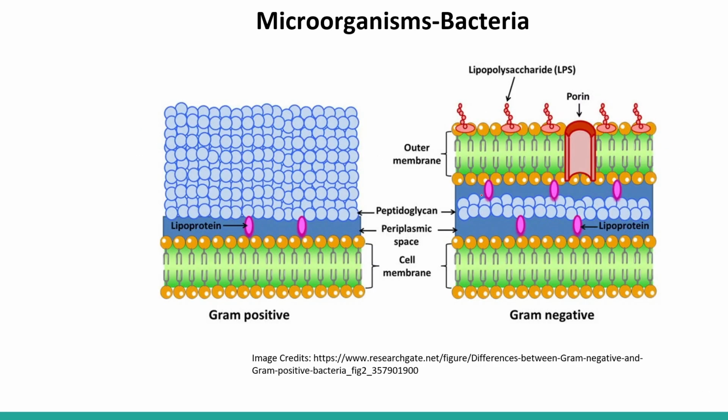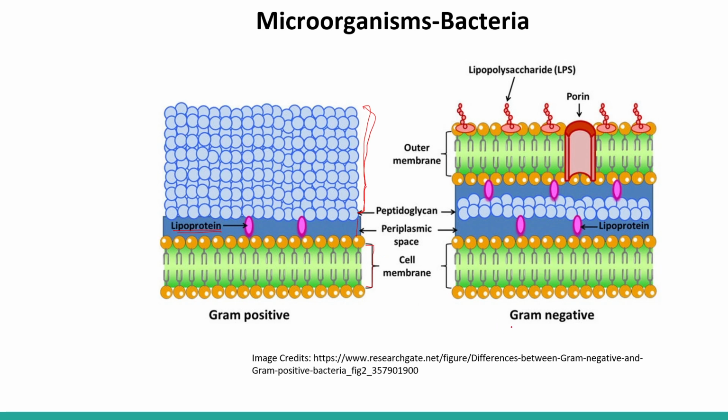So here we can see the gram-positive bacteria. This is the peptidoglycan layer. Okay. And it has the periplasmic space that has the lipoprotein. And this is the cell membrane.